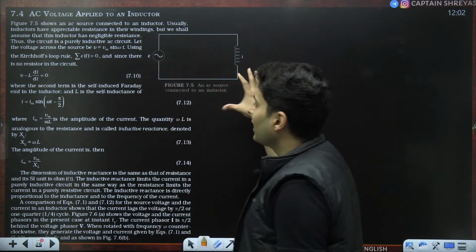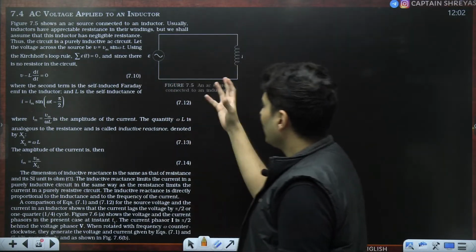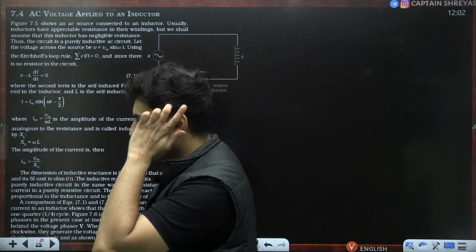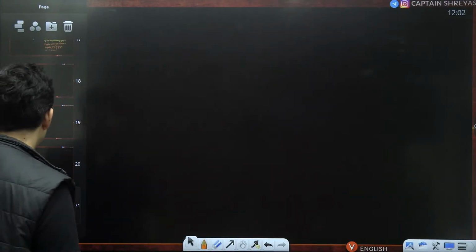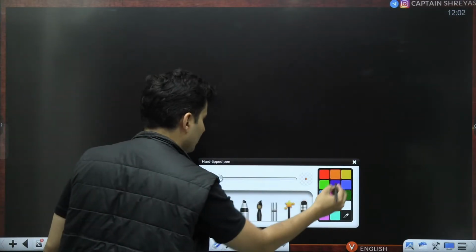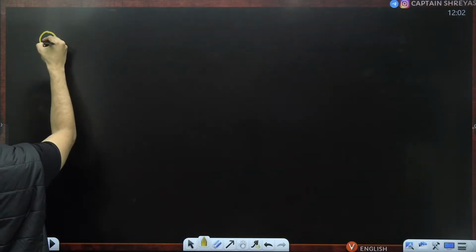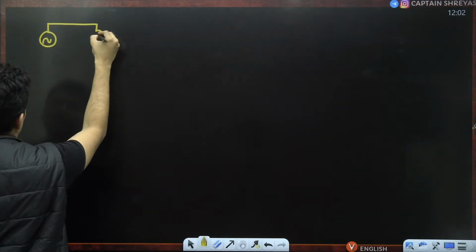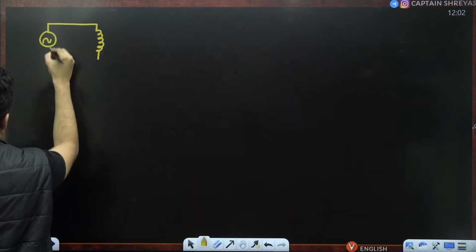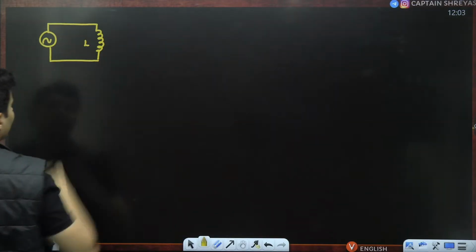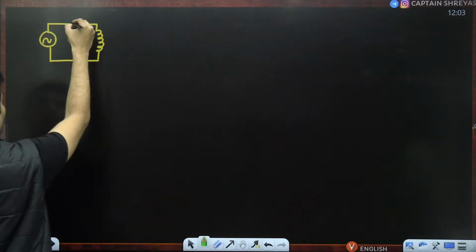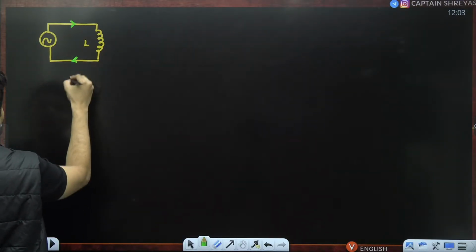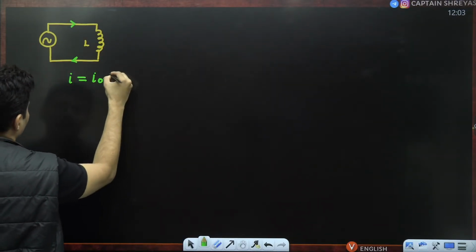So when you take an inductor and then try to solve the question, then what happens to the graphs, etc. Let's have a look at it. Say for example, this is our source, this is our inductor, like this, L, all right. And let's say the current which is flowing in this case is already known to me as I0 sine omega t.